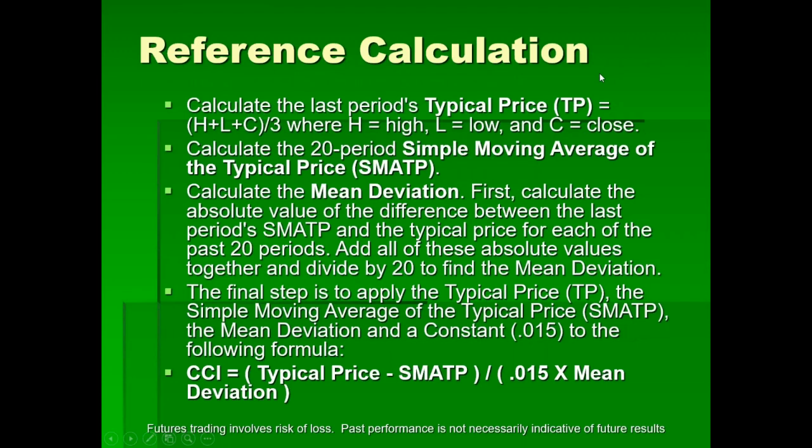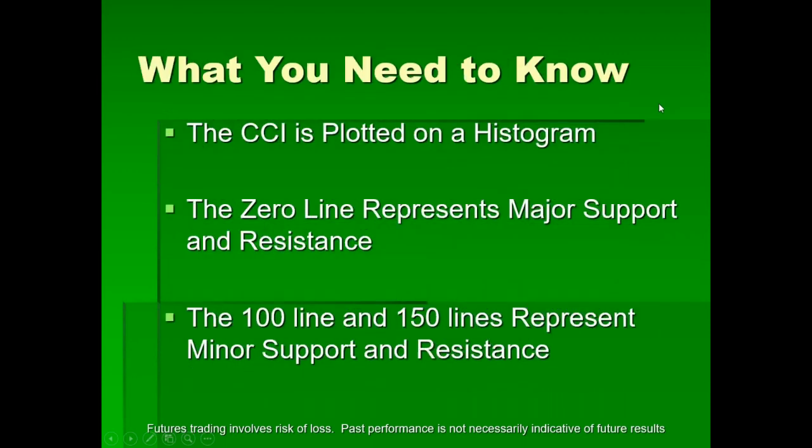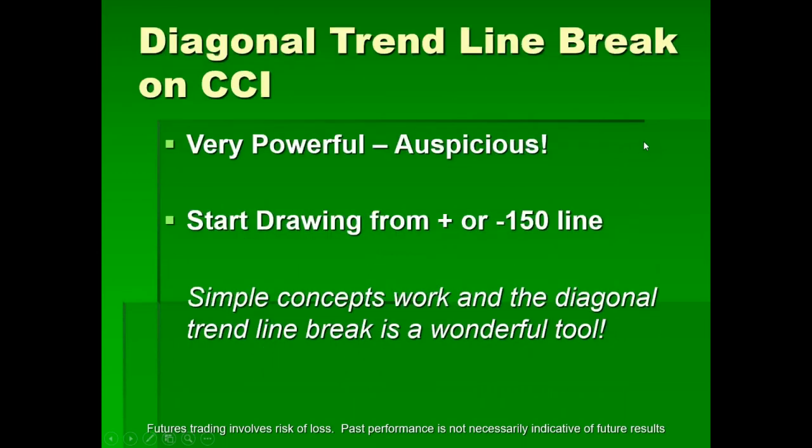So here's the calculation. If I look at this too long, my eyes will glaze over. You can freeze this or Google what is CCI. I think what you should know is CCI is plotted on a histogram. I'll show you a chart on this. The 0 line represents major support and resistance. The 100 line and minus 150 represent minor support and resistance. We're going to talk specifically today about the diagonal trendline break on the CCI. It's very powerful, or auspicious, as they say in Asia.